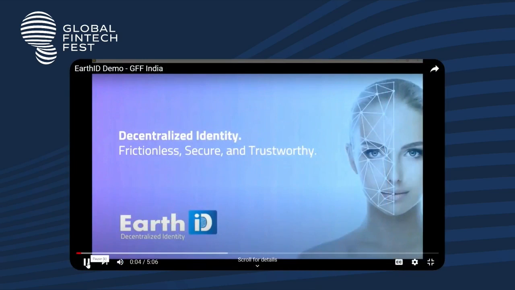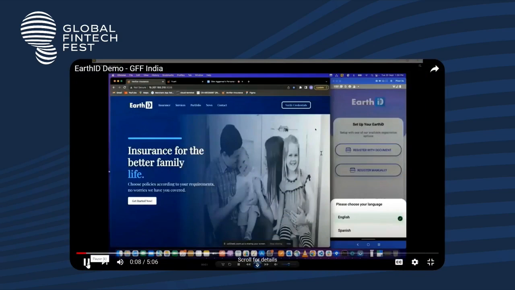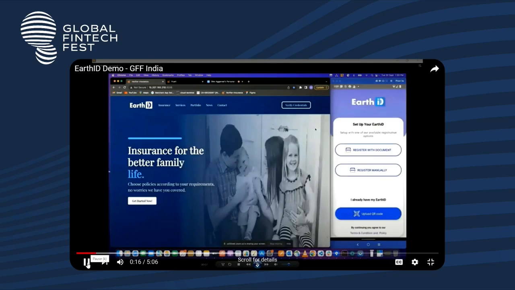Great capabilities of the EarthID platform, including reusable KYC. As you can see on the screen, we have the EarthID app on the right-hand side. The user can select the language preference. Now, the user can register their EarthID either by scanning an ID card or by providing some basic information manually. In this demo, we will go with the manual registration.